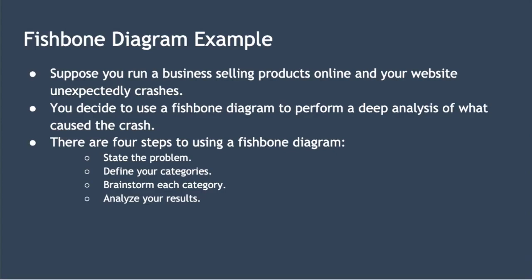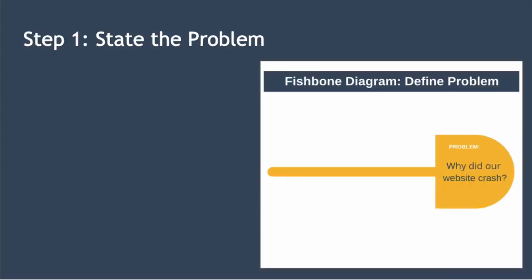And there's 4 steps you need to do to use the fishbone diagram. So firstly, you state the problem, then you define your categories, then you brainstorm each category, and finally, you analyze your results. So let's take a look at each step in a bit more detail. So step 1, state the problem. So the first step in the process is to state the problem you wish to remedy. And this is usually done in the form of a question. So for our example, it will be, why did our website crash? And we update the fishbone template to reflect this.